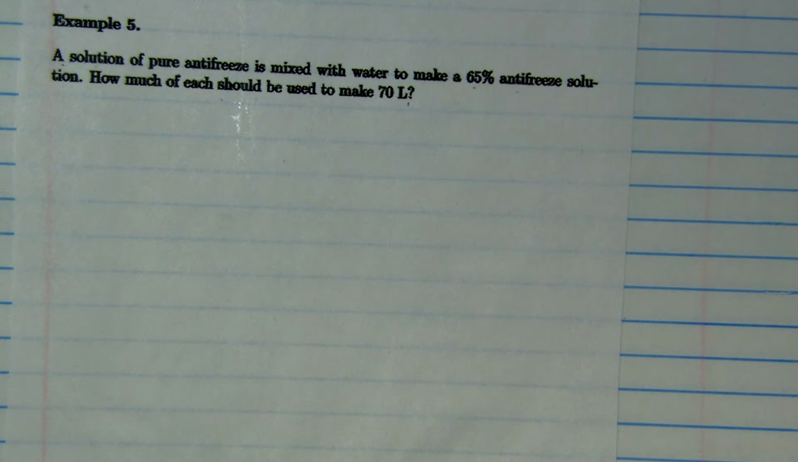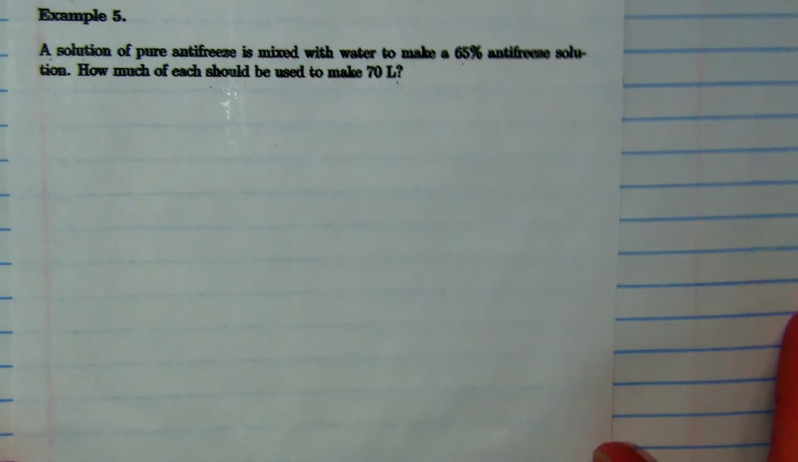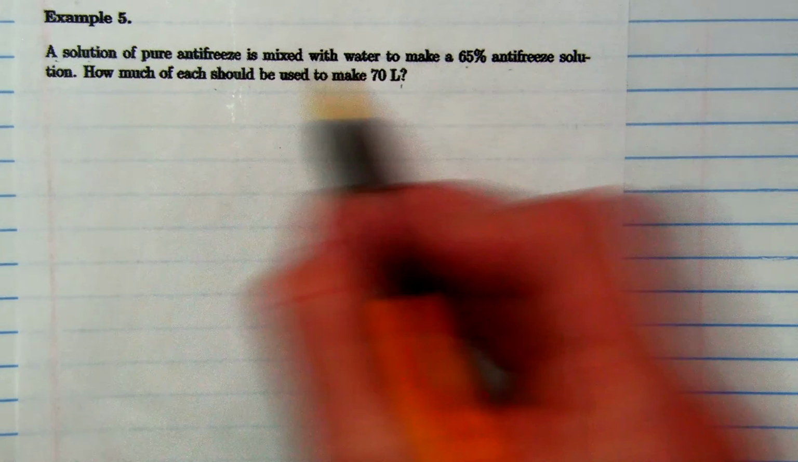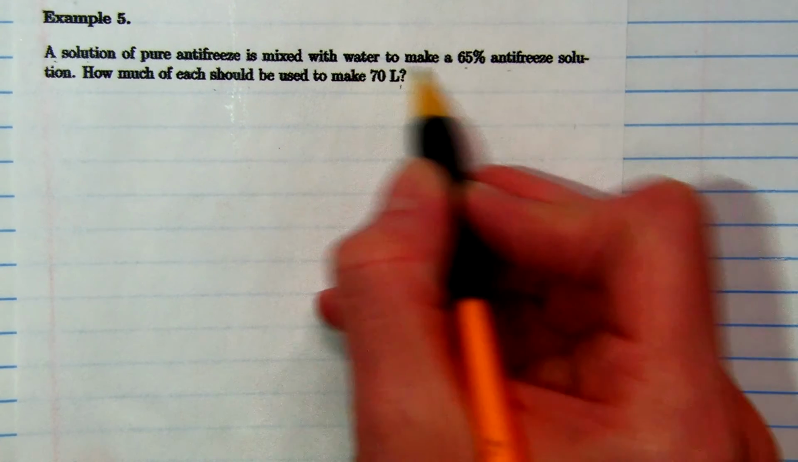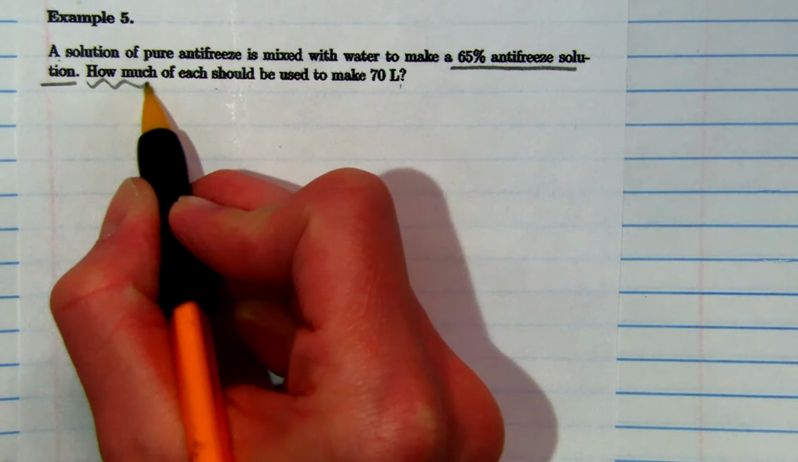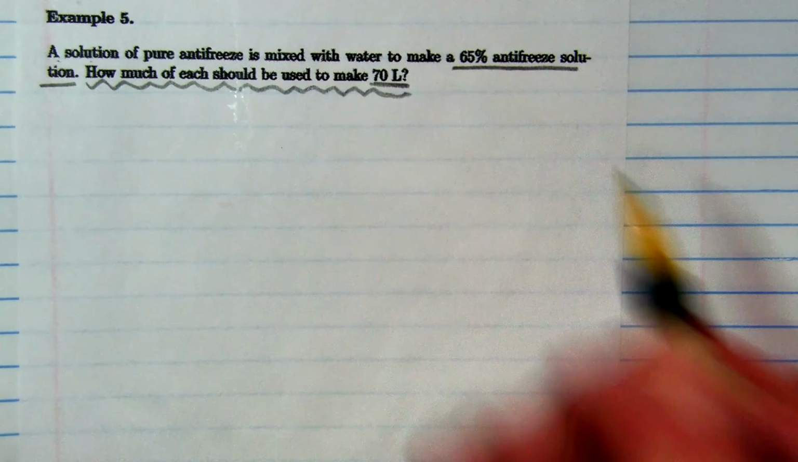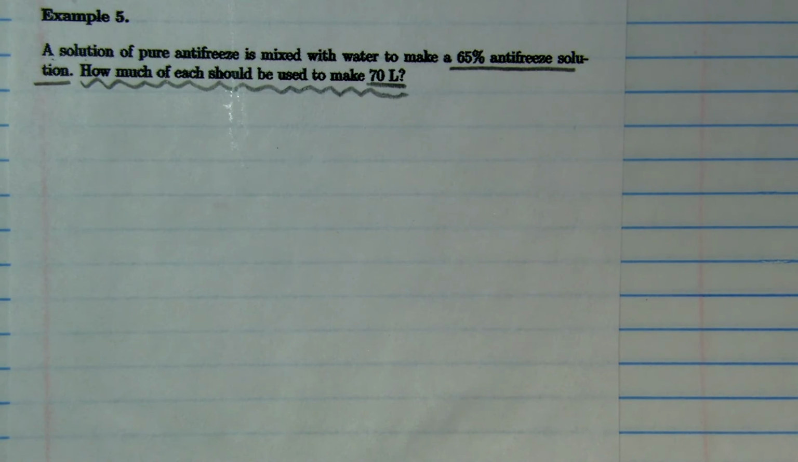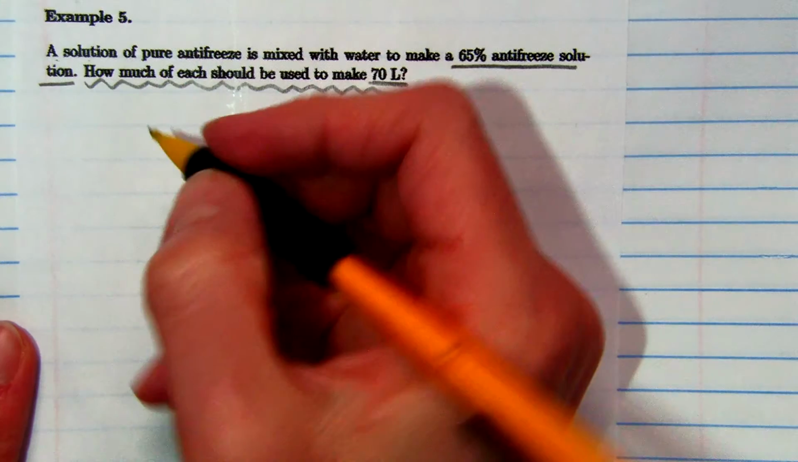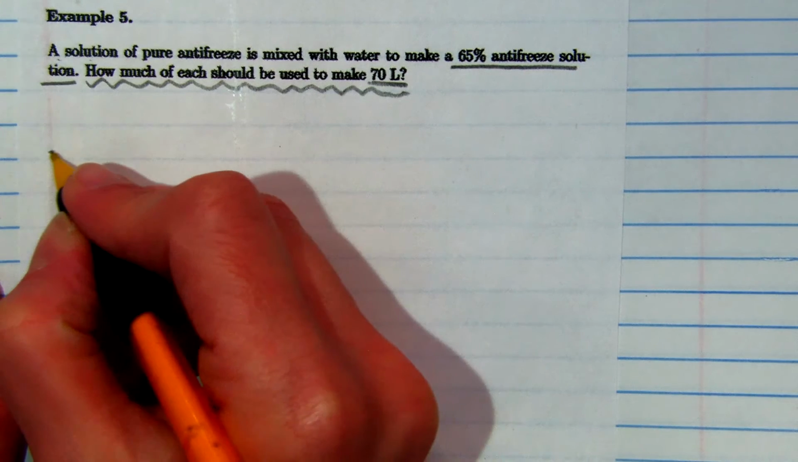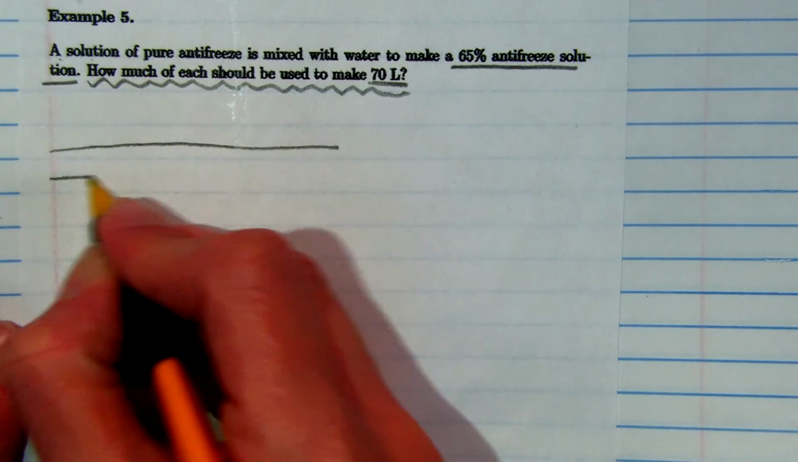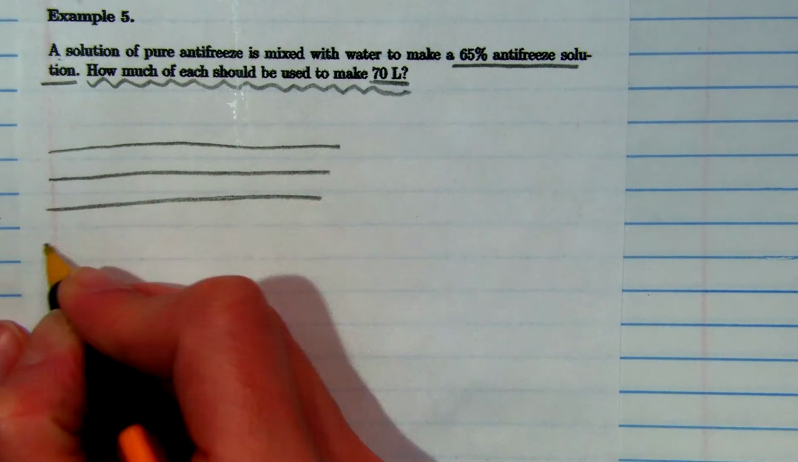But for some things, you have to do a different percentage. So this one, we want to make a 65% antifreeze solution, and we're looking for how much of each we need to make 70 liters. They didn't give us a whole lot of information, but we're going to set up our table kind of the same. So we're going to do our 4 lines.